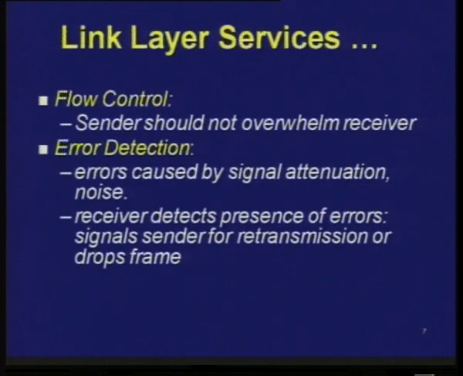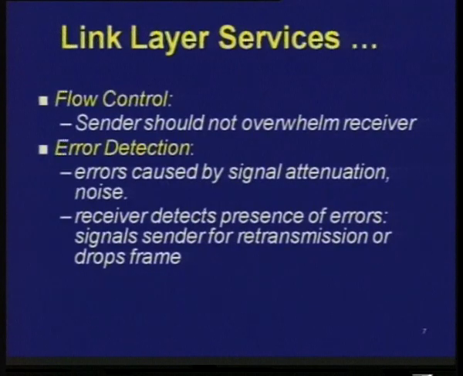The next thing that we need to look at is error detection. We know that errors will be caused by signal attenuation, noise, etc., and the receiver needs to detect the presence of the errors, and it also needs to send information to the sender. Either it asks for retransmission or it may just drop the frame. There are 2 options available. If it drops the frame, then it is up to the sender to identify that it has not yet got some information from the receiver, and then make sure that it retransmits the frame or does whatever correction mechanism is required. So error detection as such is something which needs to be done at the receiver.